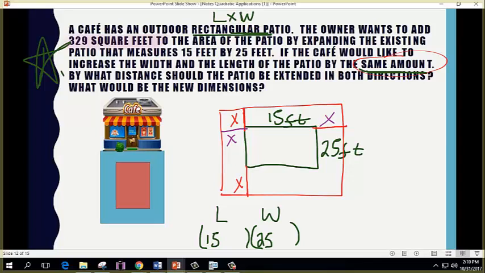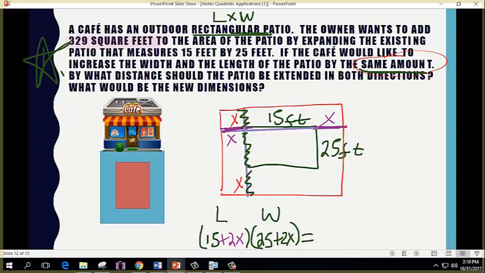But what's happening here? Well, here's the deal. You're trying to expand it by the same amount. So what happens to that original width, or I should say length? Well, you have this x value here that's being added, and you have this x value here that's being added. So that means you have two x values that are being added. Same deal for the width. If you're adding this part to this part to this part, you have the 25 feet. You have this x value, and you have this x value, so you're adding two more x values.